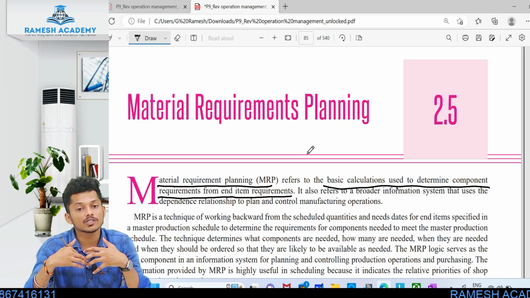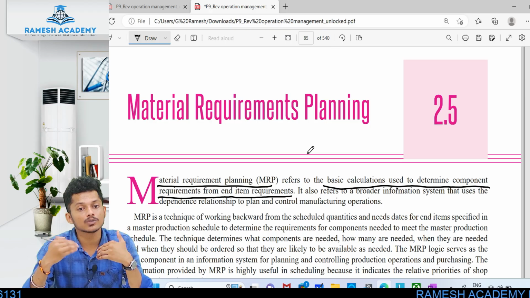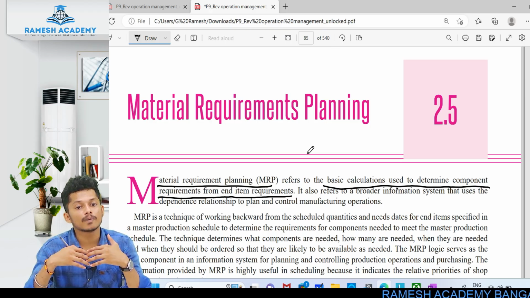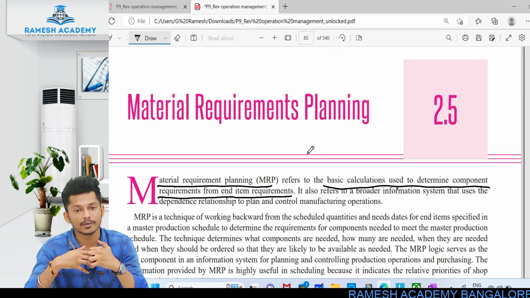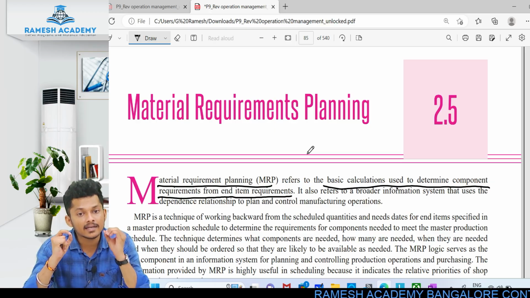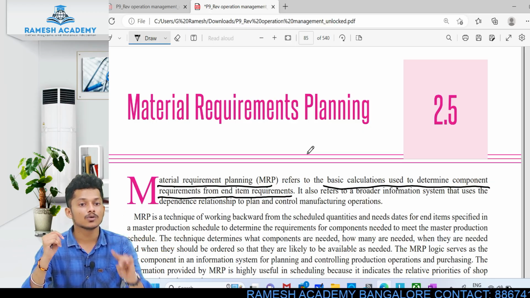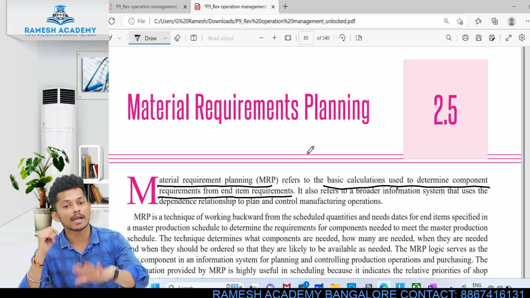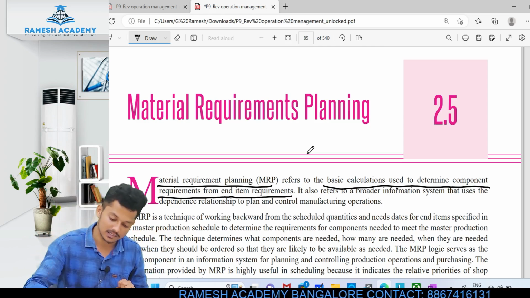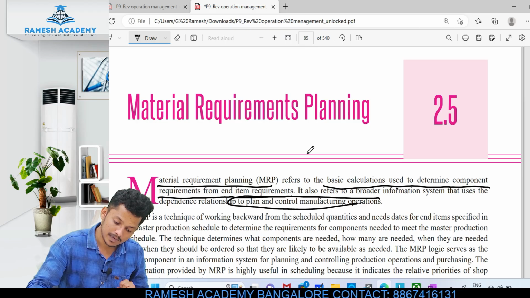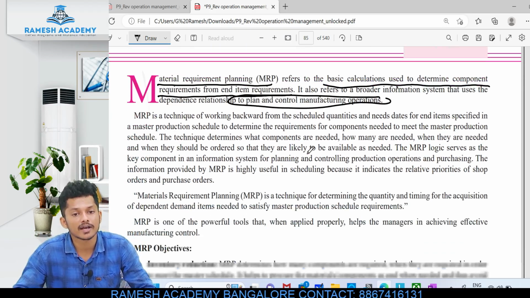It also refers to a broader information system that uses the dependence relations to plan and control manufacture operations. The main thing, MRP is a broad information system that uses the dependence relationship to plan and control the manufacturing operations.